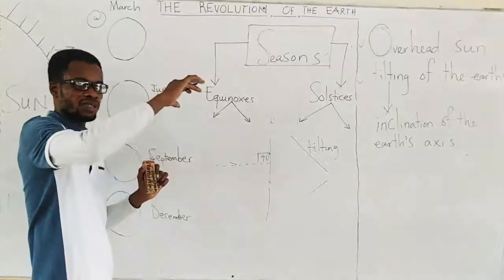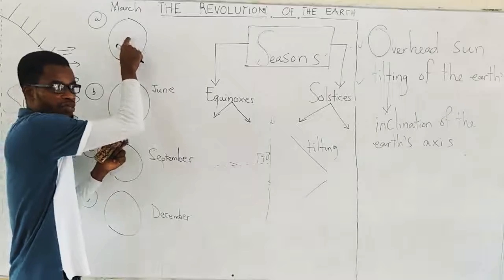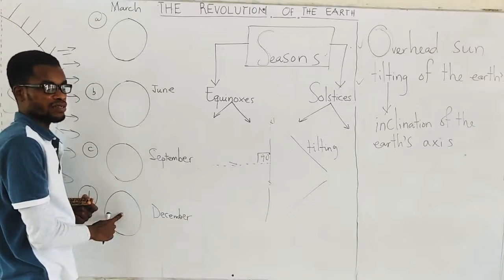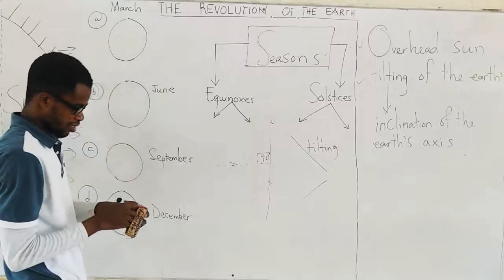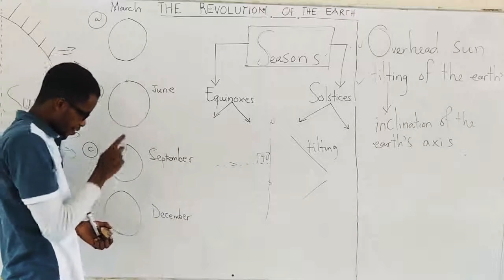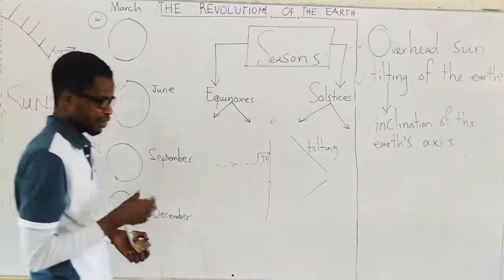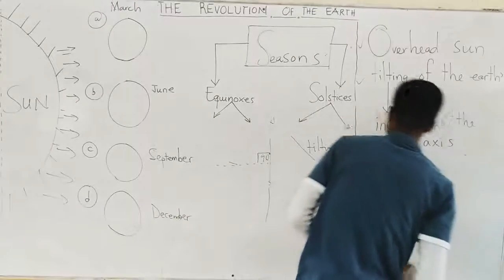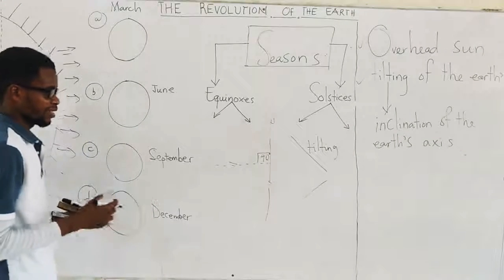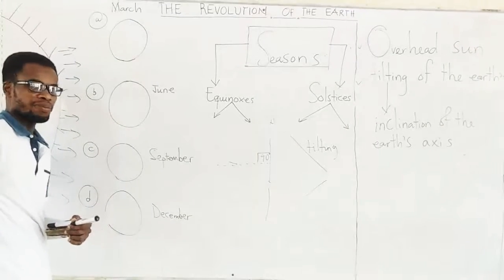Now, the first equinox occurs, then the first solstice occurs. So we have first equinox, first solstice, second equinox, second solstice. Or, still the same, you can say first equinox, first solstice, last equinox, last solstice. Nature is very strange and wonderful as well. So we see what is happening here, the earth moving in such a way that all these things are happening.